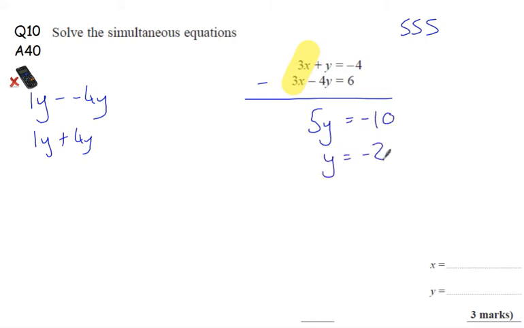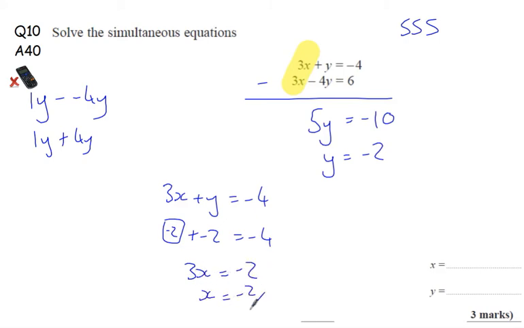Pick one of them. Pick the top one. 3x plus y is minus 4, and y is minus 2. 3x take away 2 is minus 4, and minus 2 take away 2 is minus 4. 3x is equal to minus 2. x is equal to minus 2/3. Probably why these are already the same, the difficulty is probably here at the end. So x is minus 2/3, y is minus 2.